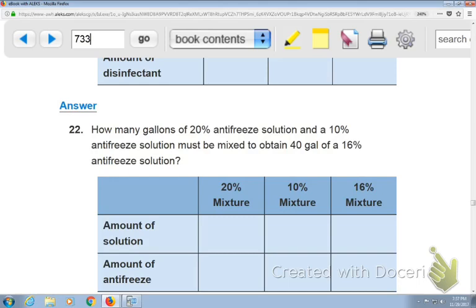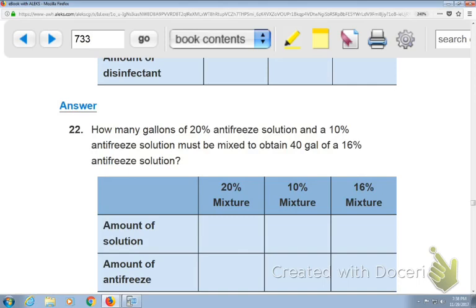Let's look at number 22. How many gallons of 20% antifreeze solution and 10% antifreeze solution should be mixed to obtain 40 gallons of a 16% antifreeze solution? All right, this is literally a mixture problem.